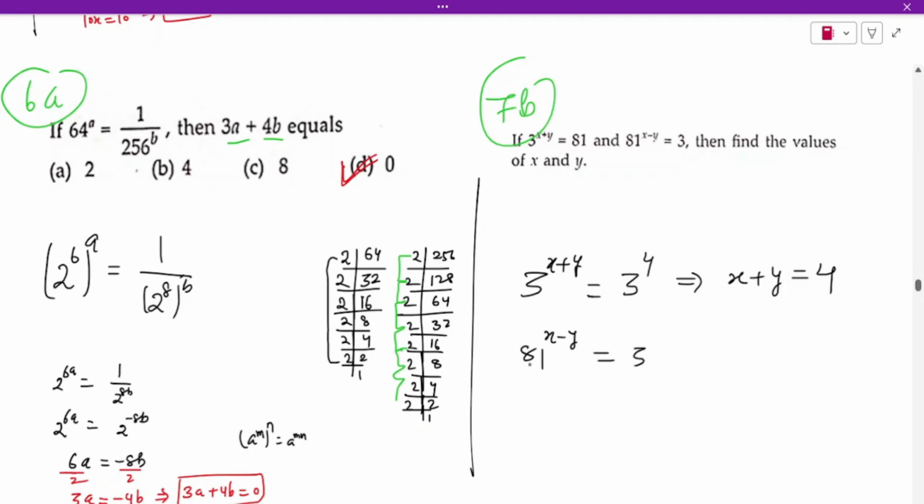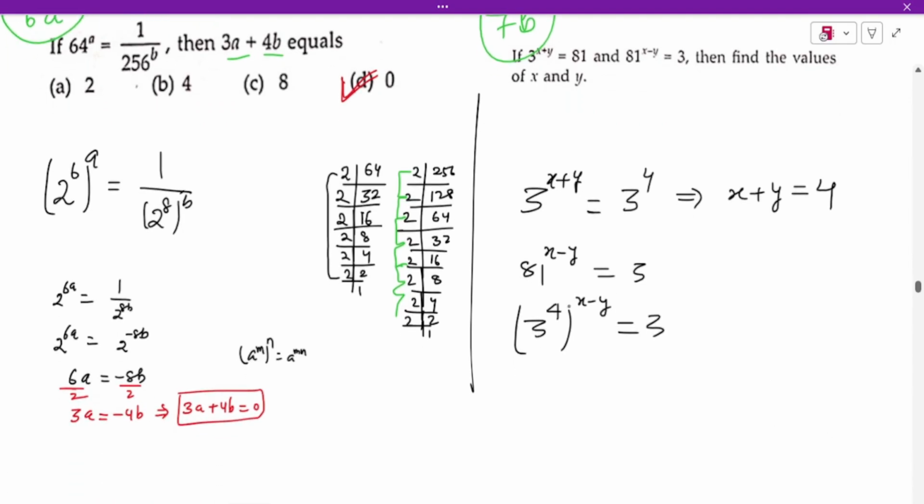Now with the second equation, 81 to the power of x minus y is equal to 3. Again we write this 81 as 3 to the power of 4, whole power x minus y, is equal to 3. So by using the power of power law, this 4 will be multiplied by x minus y. So this is 3 to the power of 4 times x minus y is equal to 3. Now the base is the same here, and the power of 3 is 1. So this 4 times x minus y will be equal to 1.